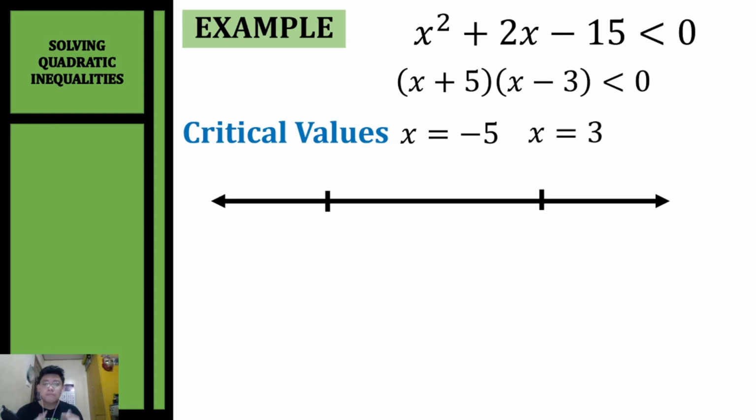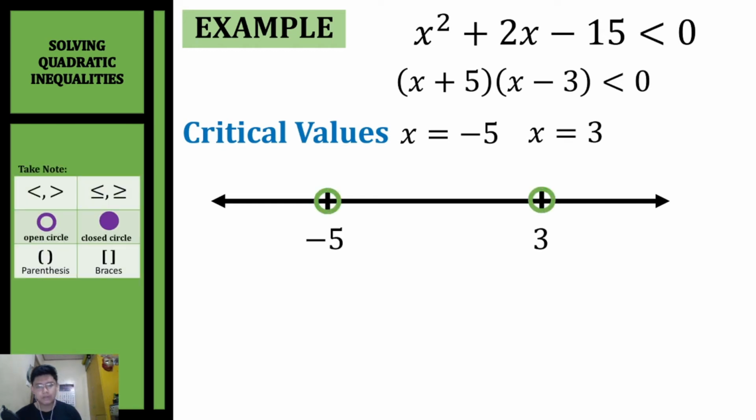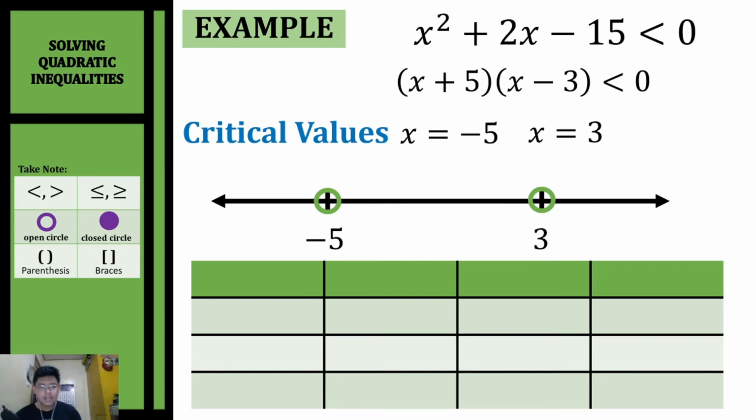Let's now plot it in our number line. Plot it using our open circle, because our inequality symbol is less than. Okay, after plotting, let's observe we have three different areas. Negative 5 going to negative infinity, negative 5 to 3, and 3 to positive infinity. Let's test what values can satisfy our quadratic inequality. So let's use a table of signs in determining our possible solutions.